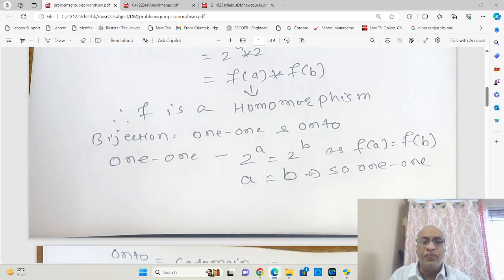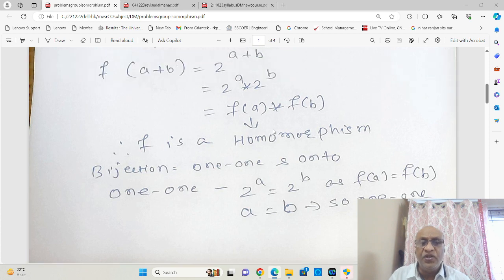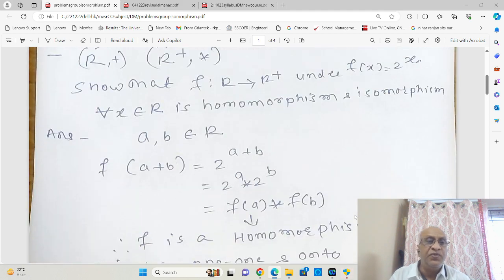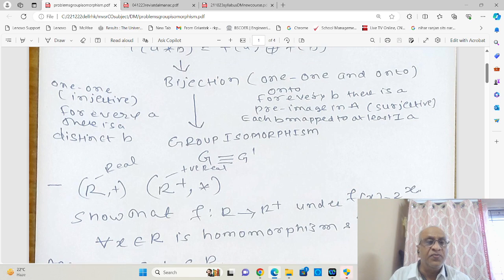So, for one-to-one, we can say that 2 to the power of a is equal to 2 to the power of b, as f of a is equal to f of b. So naturally a will be equal to b. So, as a is equal to b, the one-to-one relationship is maintained. What is the meaning of one-to-one relationship? For every a, there is a distinct b.